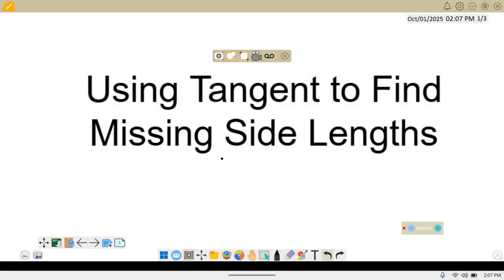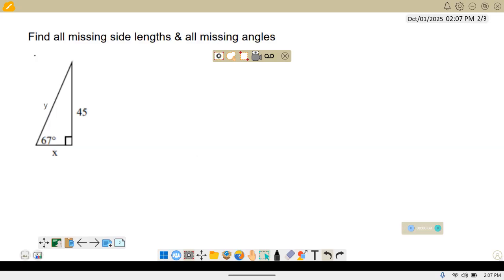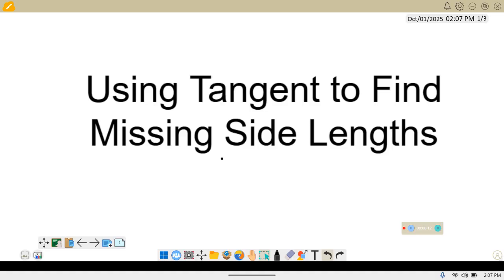Hi guys, so today we're going to be talking about using tangent to find missing side lengths of right triangles. So one of the first things we need to know is the tangent ratio, which we kind of went over a little yesterday.